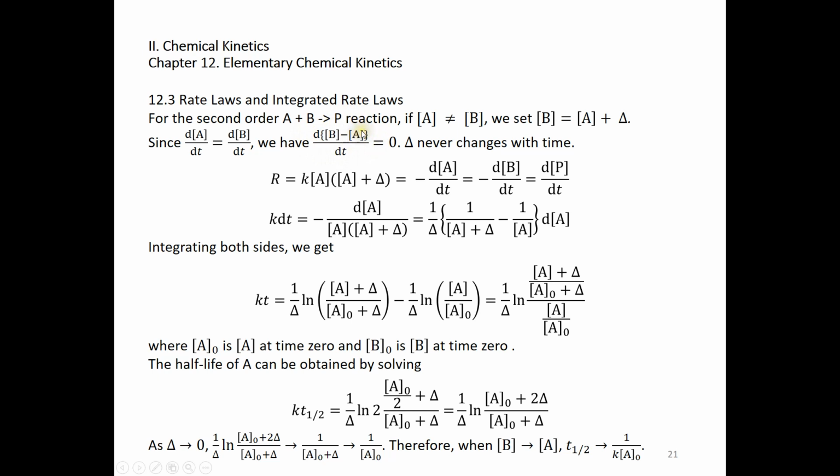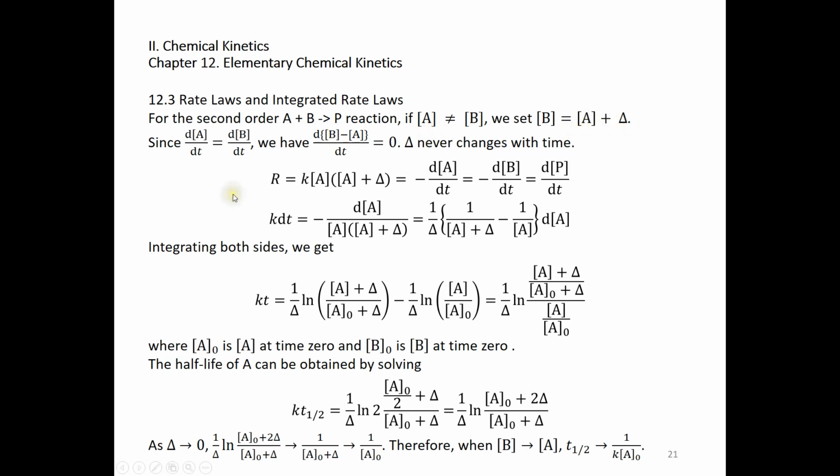That means the change of B with respect to time is equal to the change of A with respect to time. Alright, so B minus A never changes. If B minus A never changes, then this delta is a constant. Delta never changes with time. So if at the beginning you have delta equals B naught minus A naught, then throughout the entire reaction, delta is B naught minus A naught.